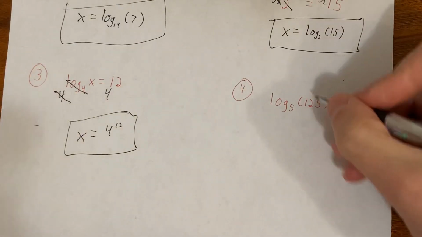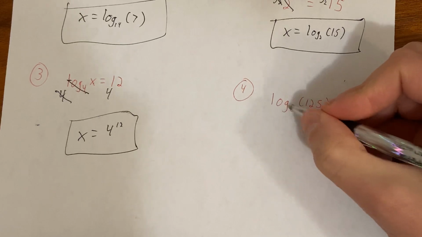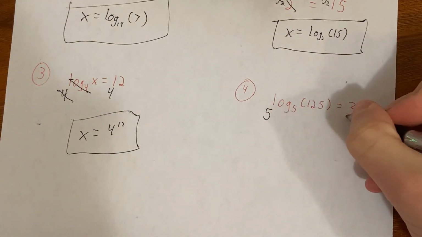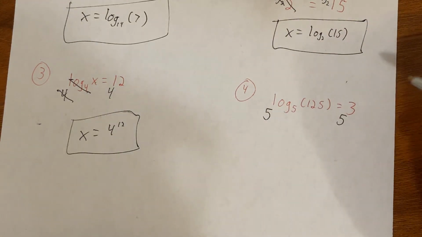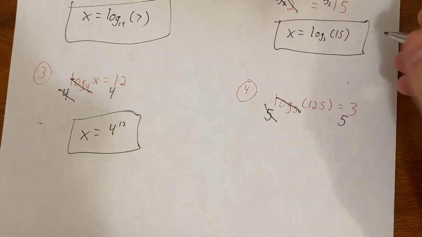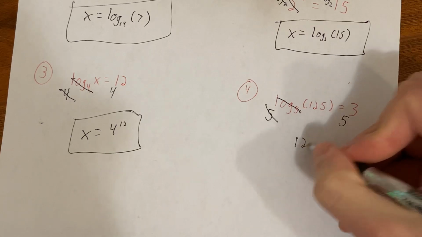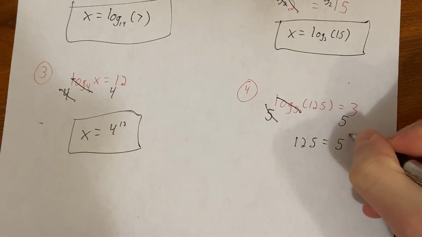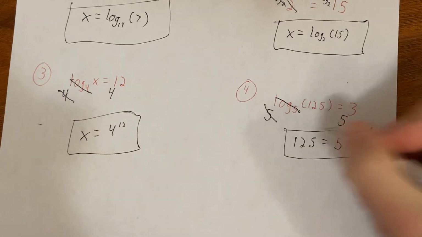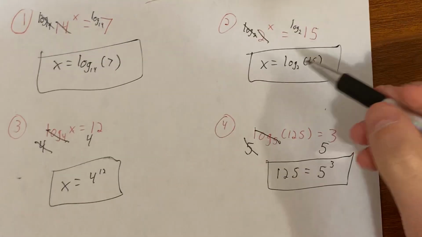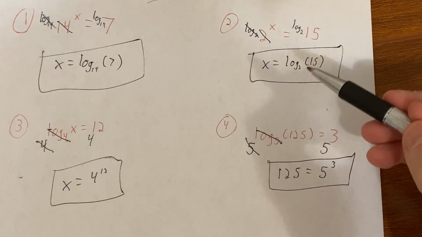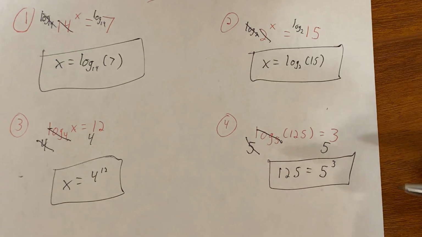And finally, what is the base? Log base 5. Exponentiate with a 5. Make sure you say the word exponentiate. It will make you happier. Proven fact, theorem. Cross those out, you get 125 equals 5 to the third. And that is it. That is converting. These ones were exponential to logarithm. These ones are logarithms to exponentials.